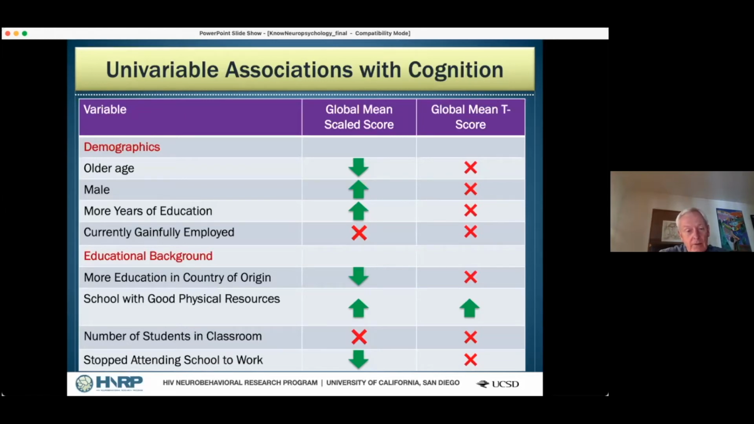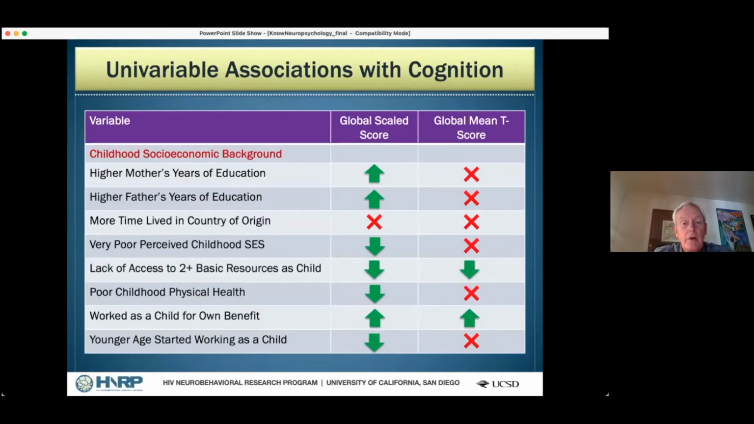We also asked the number of students in the classroom, which did not have an effect. We asked whether people had to stop going to school in order to work to support the family. And that was a factor for scaled scores, but again, the T-scores pretty much took care of it. Next.